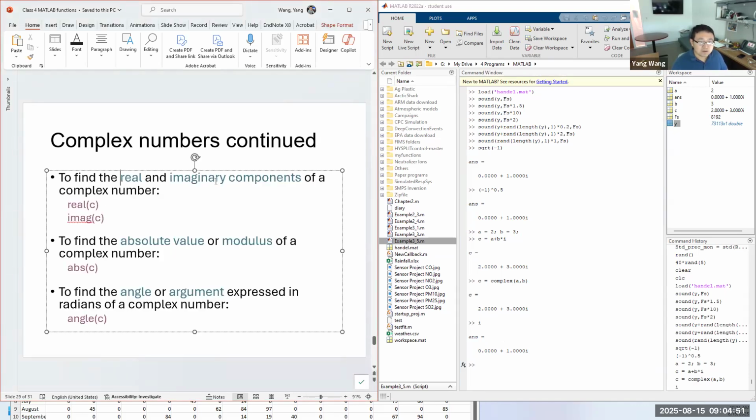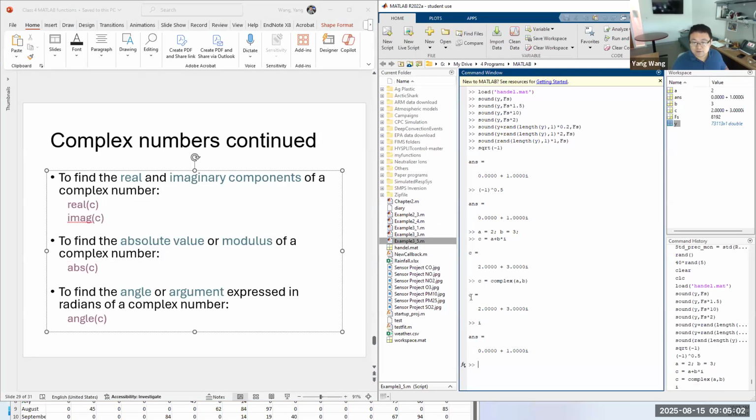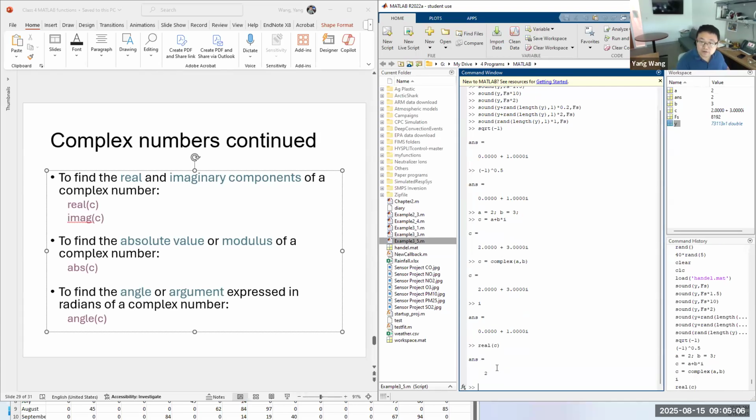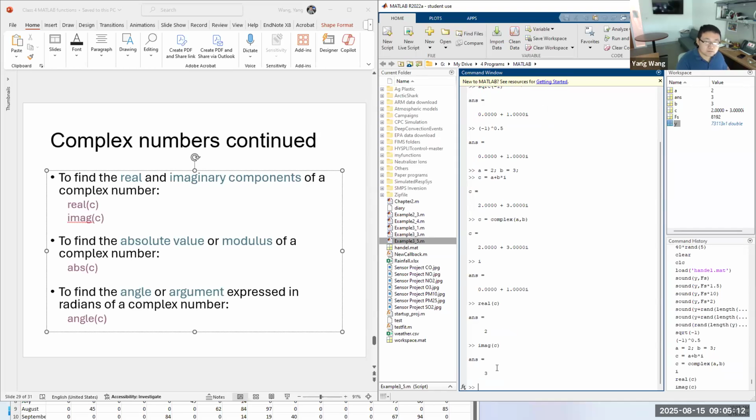So you can find the real and imaginary components of a complex number, so real(c), imag(c), and to find the absolute value or modulus of a complex number. So for example, you have the c value here, right? You can try real(c). You're just going to get 2. imag(c), right? Or abs(c), right? It's going to be the modulus, right? The absolute length of this complex number.